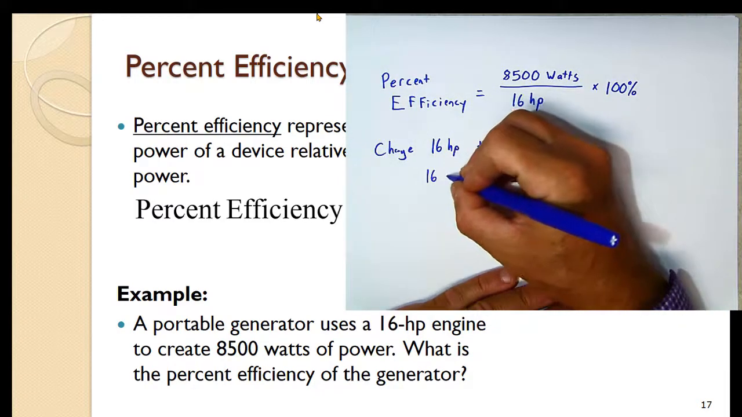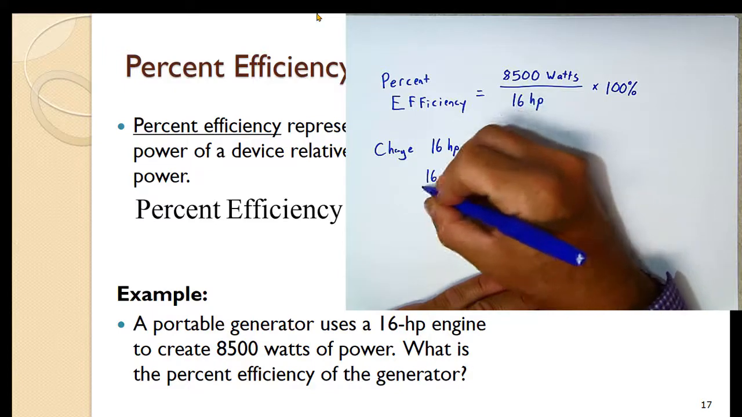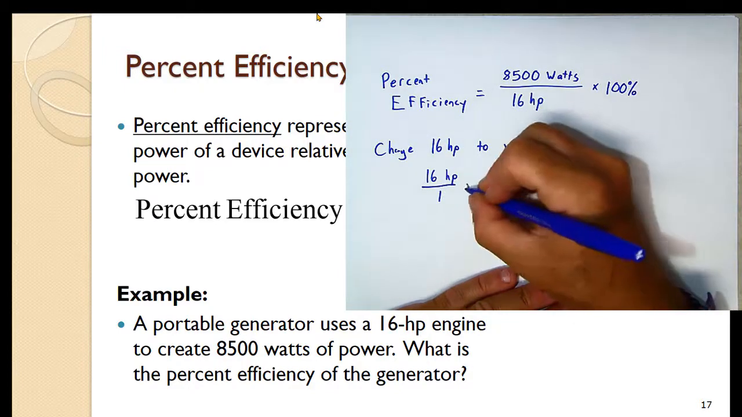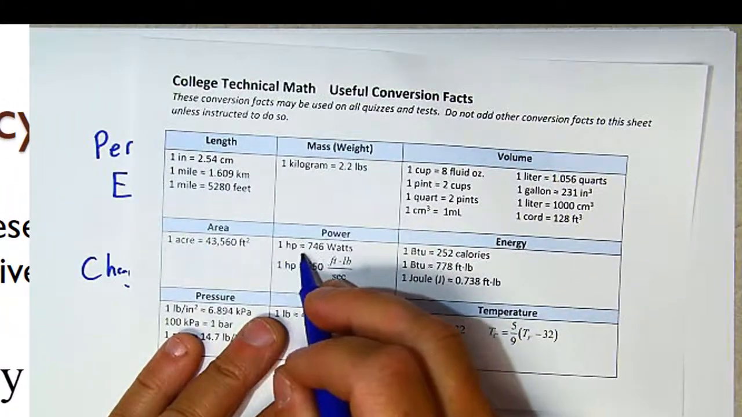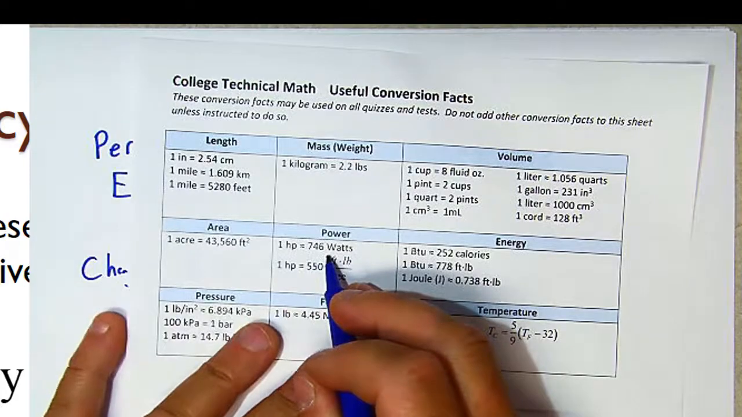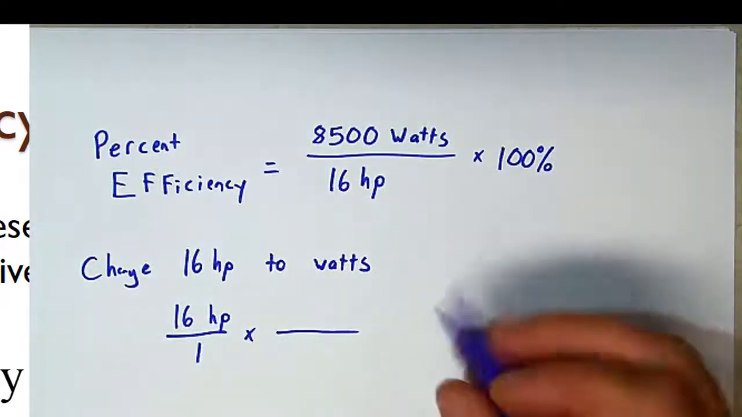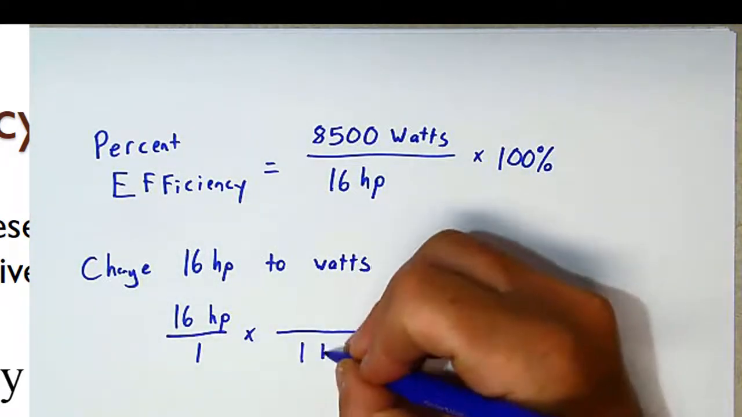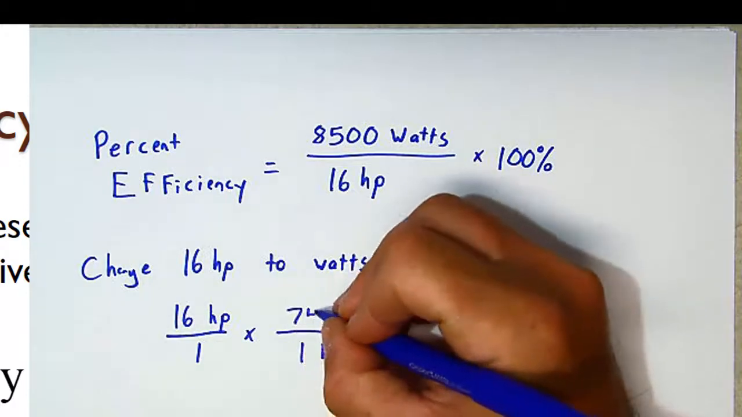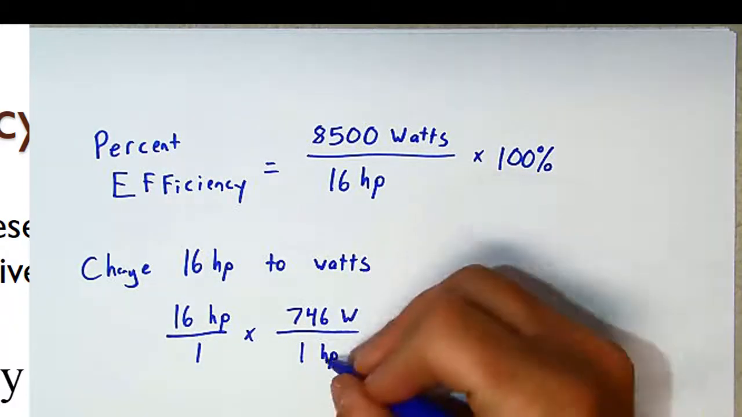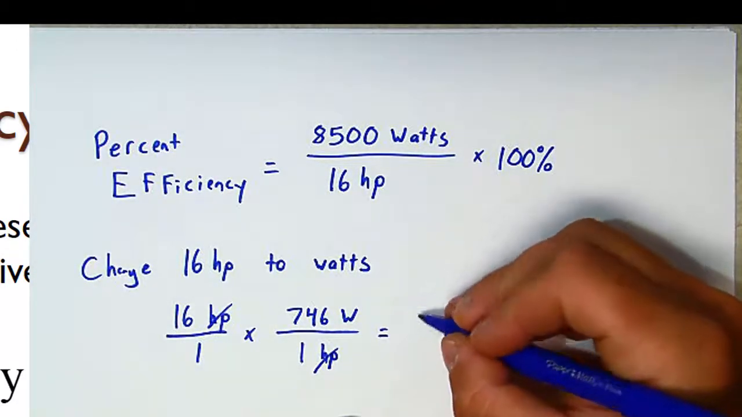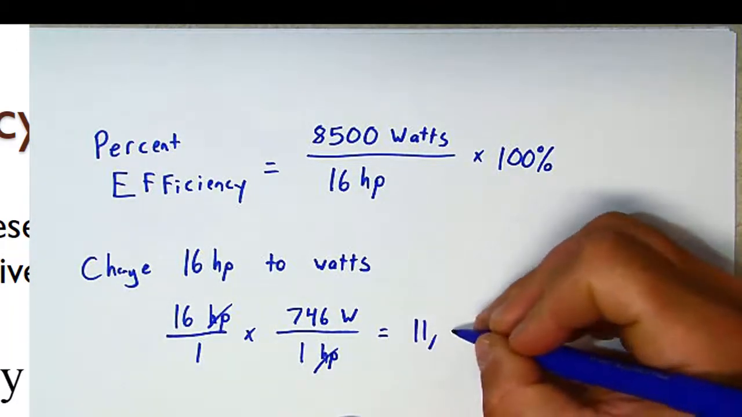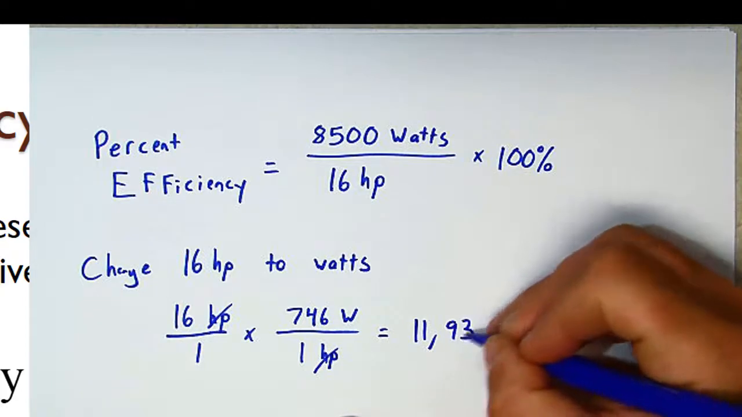You have this on your conversion sheet. 16 horsepower over 1 is what we want to convert. Your conversion sheet says 1 horsepower is about equal to, that's an approximate conversion, 746 watts. So 1 horsepower will go on the bottom, 746 watts will go on the top. Those units cancel. And those 16 horsepower are equivalent to 11,936 watts.